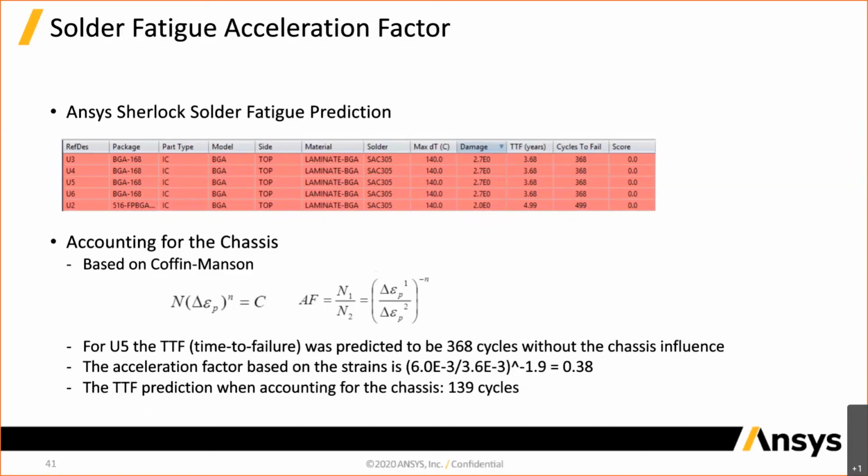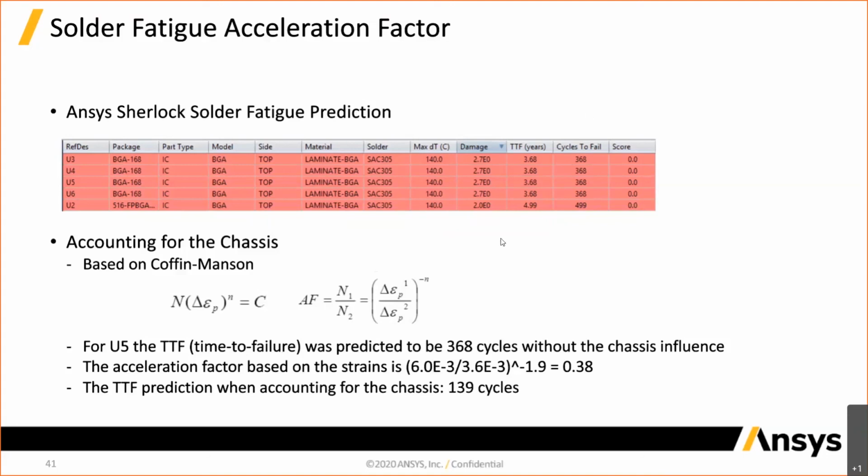However, if my baseline is 398 cycles to failure, which is the time to 63.2% failure, when I use Kaufman-Manson to adjust that based on the strains between the two conditions, you can see that it's going to drop it to 139 cycles, so about a third. So you can say with chassis influences, it's going to drop the reliability of my product.